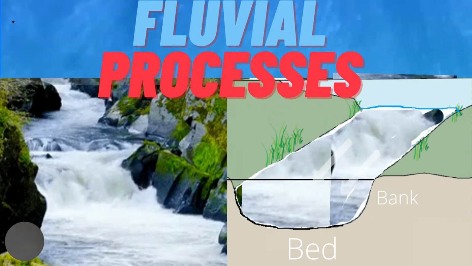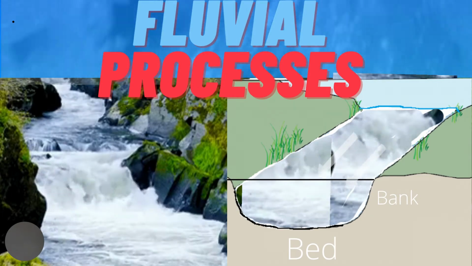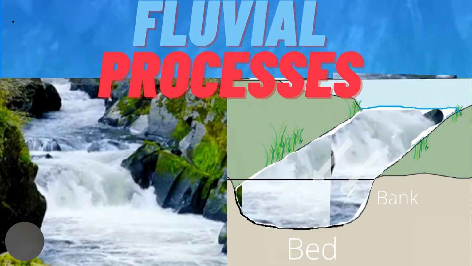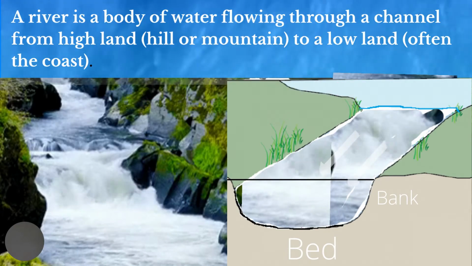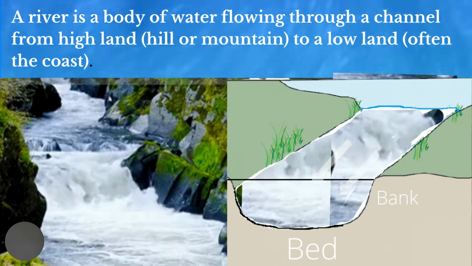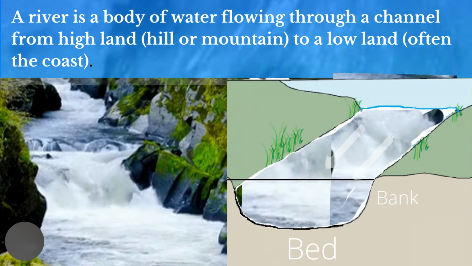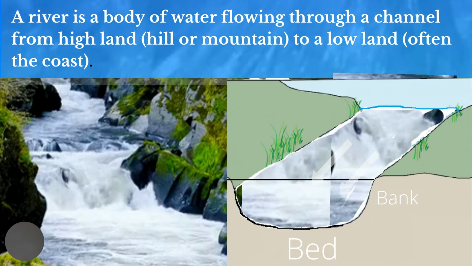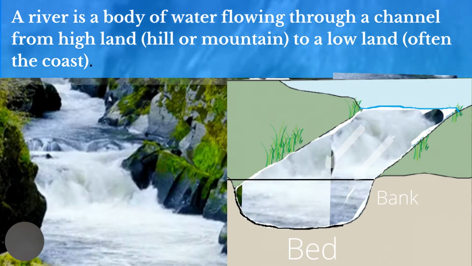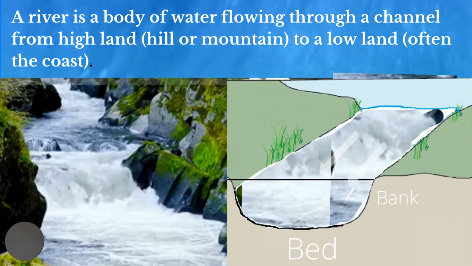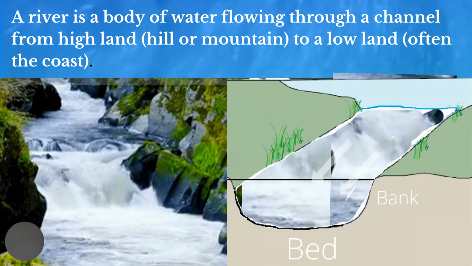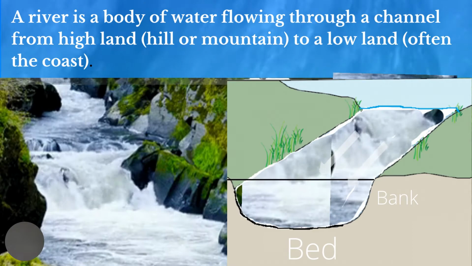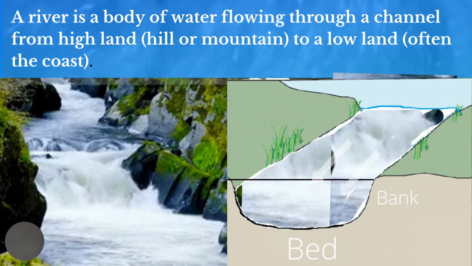In this video, we will be looking at fluvial processes. A river is a body of water flowing through a channel from highlands, such as hills or mountains, to lower lands, such as along the coast.